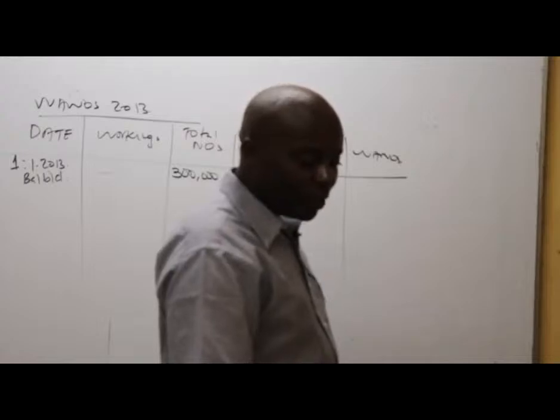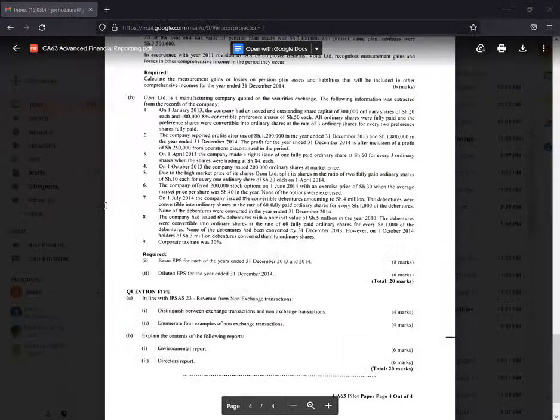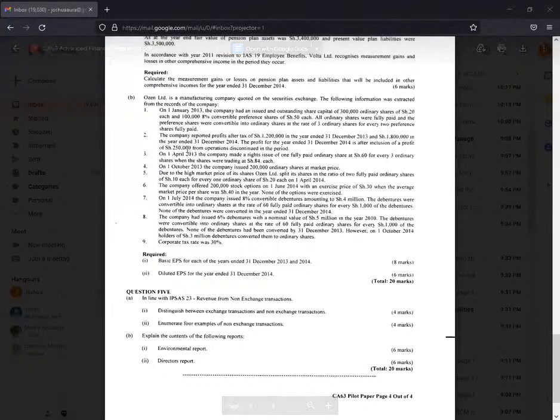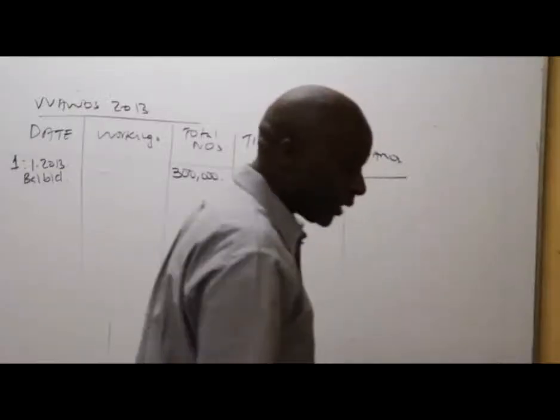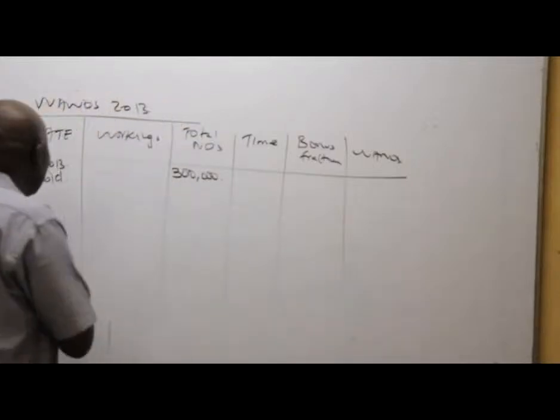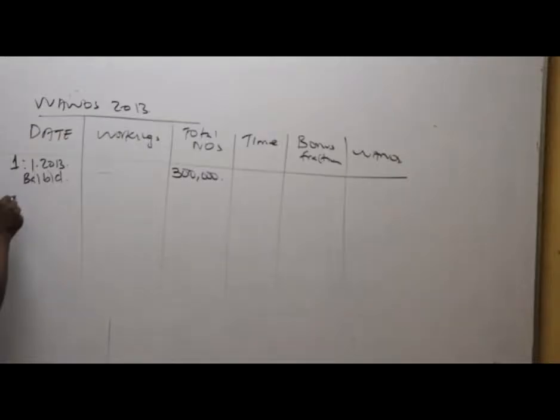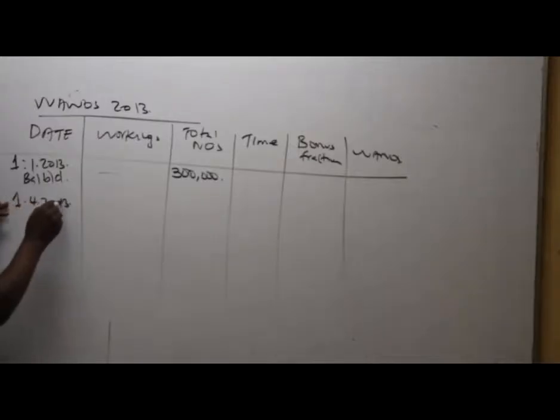So you are told here, ladies and gentlemen, note number 2 is about profitability. Note number 3, on 1st April 2013, the company made a rights issue of 1 fully paid ordinary share at 60 for every 3 ordinary shares. So first, let us do this one first. Which date did they say there was a rights issue? 1st of April 2013. There was a rights issue.